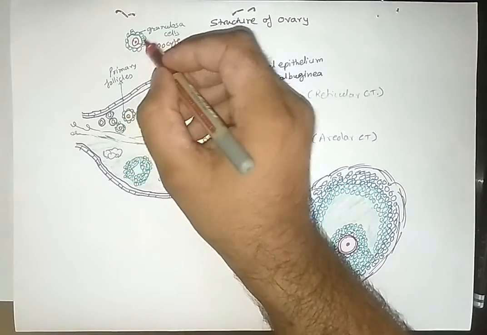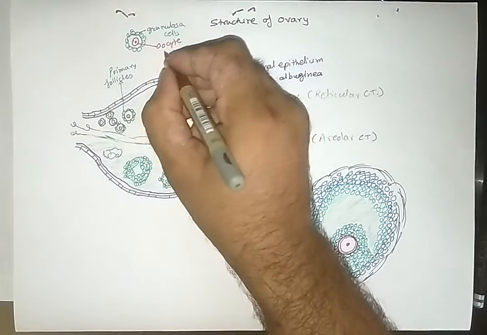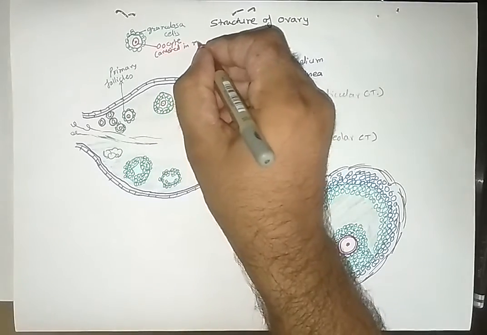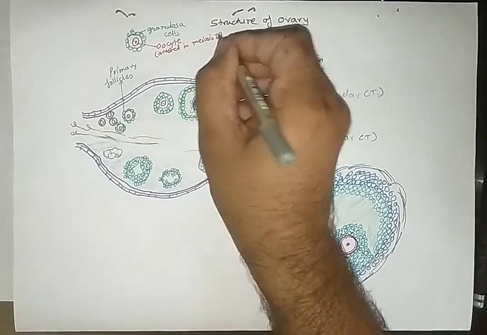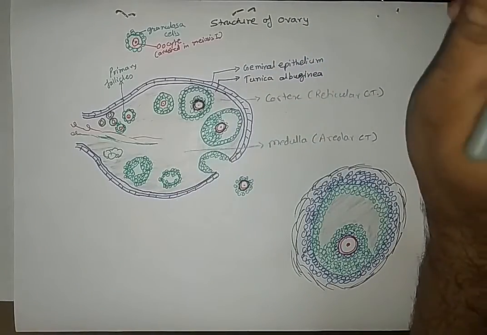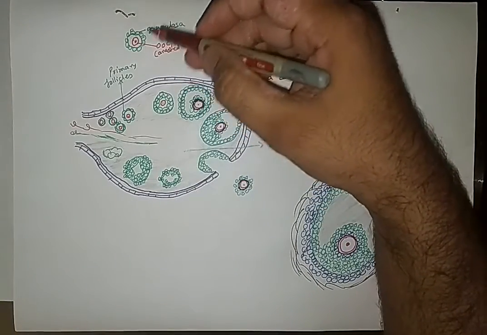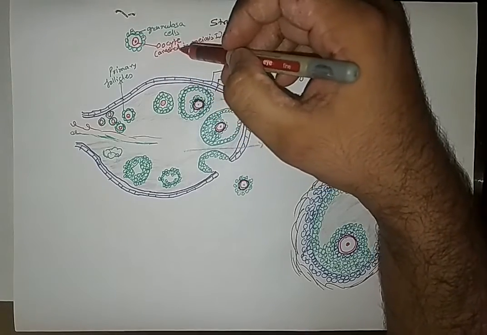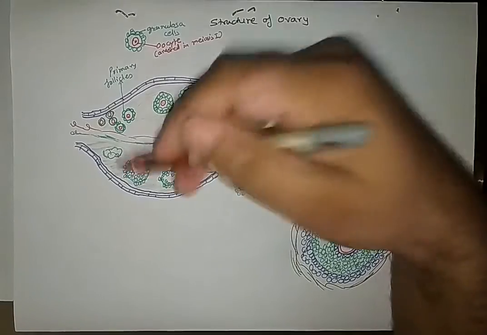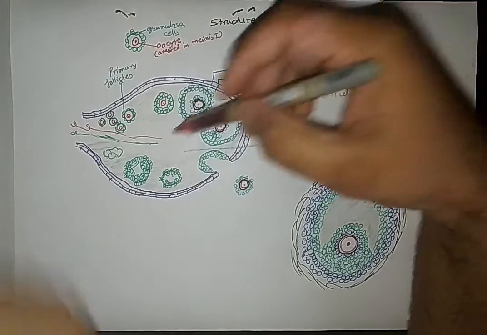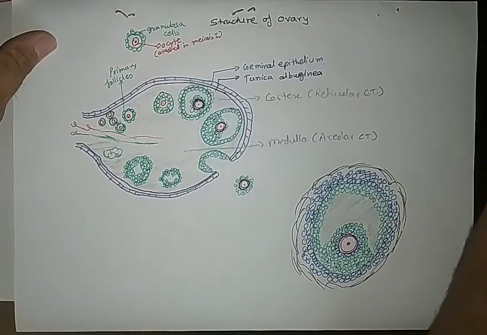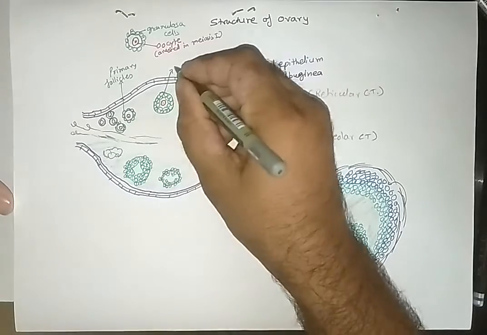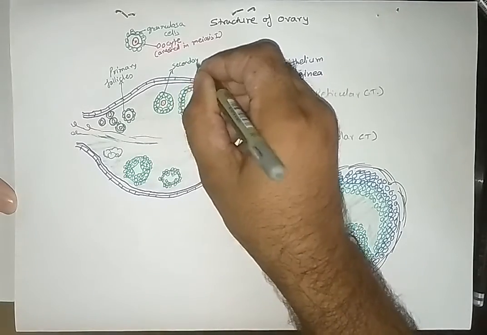This primary oocyte is arrested in meiosis 1, mainly the prophase of meiosis 1. So this is the primary oocyte, and these are the granulosa cells, a single layer of cells present around the oocyte. Now this primary follicle converts into the secondary follicle.